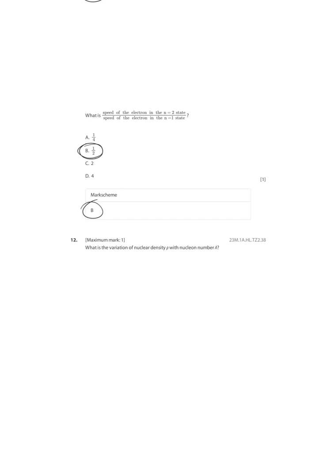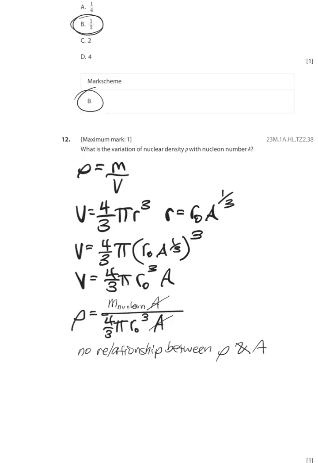Well, density is mass over volume. All right, so we have density is mass over volume. Volume of a sphere is 4/3 pi r cubed. The radius of the nucleus is r naught A to the 1/3. That's from the data booklet. And so I throw r into the volume equation, and I get that volume is 4/3 pi r naught, the Fermi radius, cubed times the nucleon number.